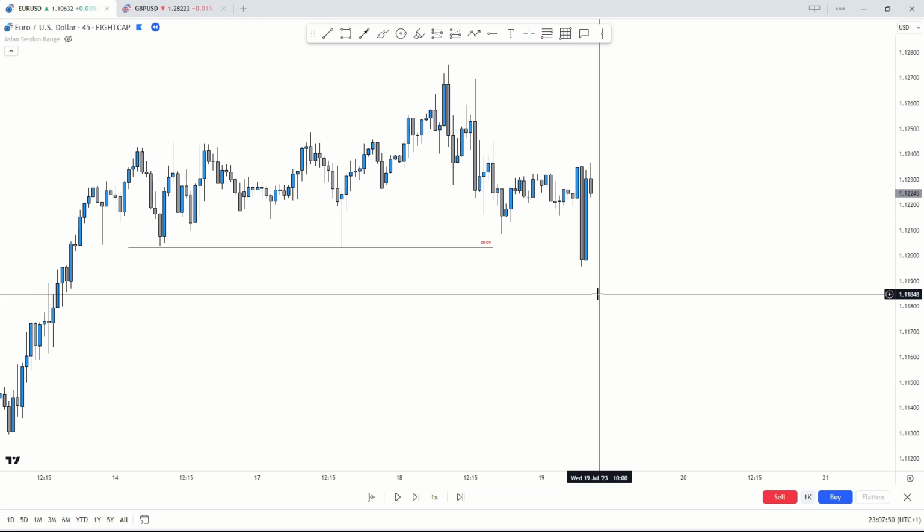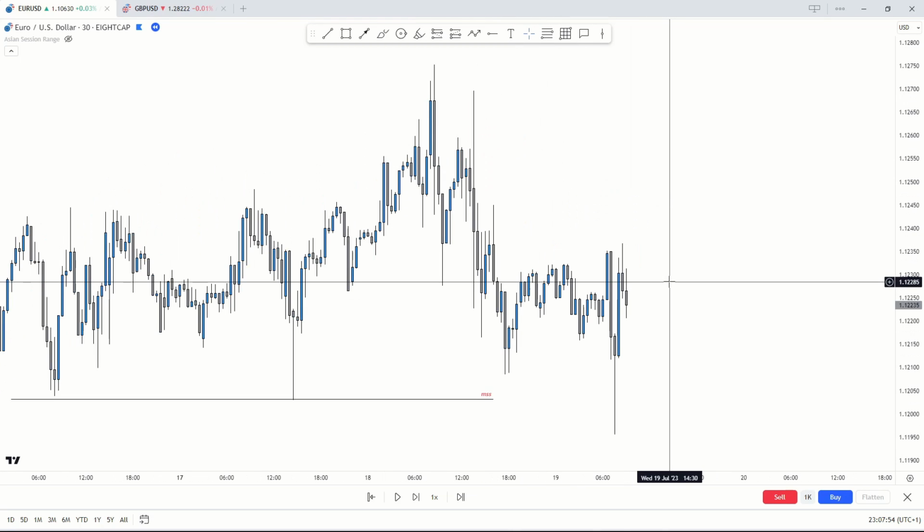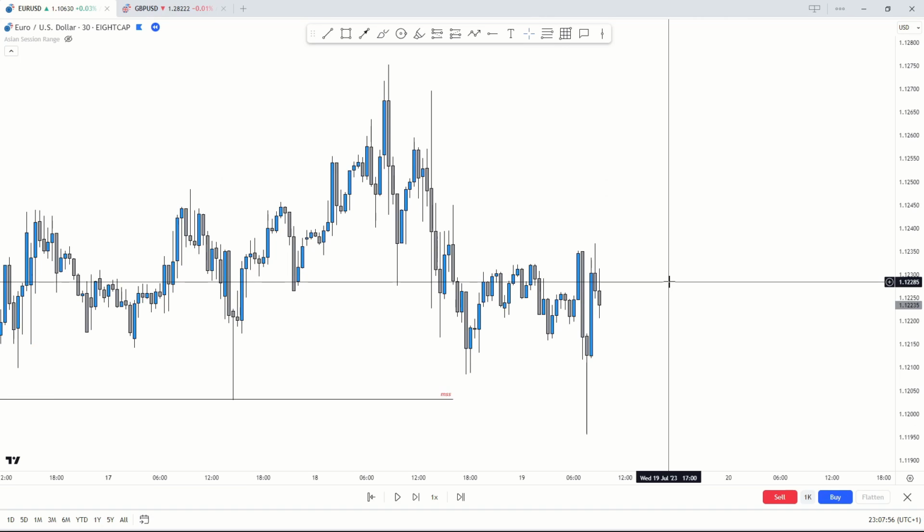Now what I'm going to do is stay on, for example, the 30-minute. So that was step 2 done. We have our change of character. Now we're going to go on to step 3. We're going to look for a supply zone that has taken out liquidity and that has inducement. All right, so I'm going to wait here on the 30-minute.